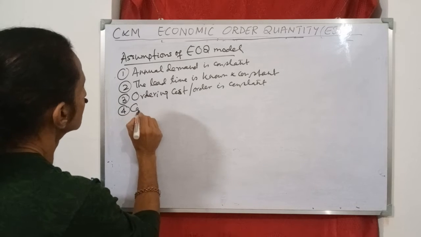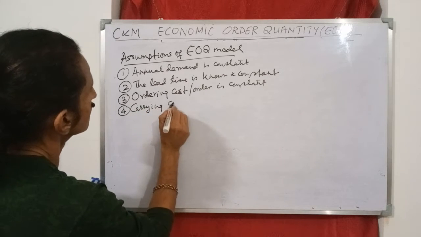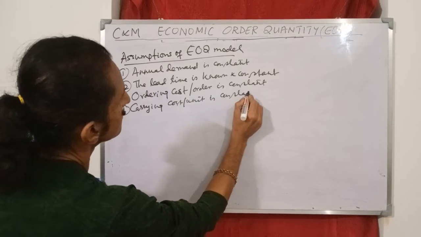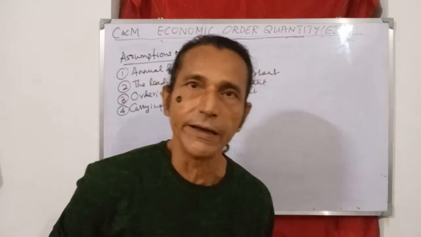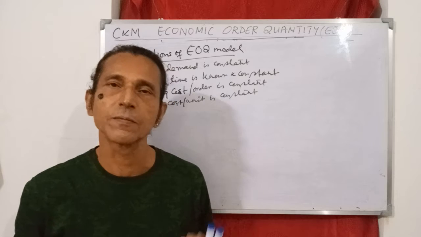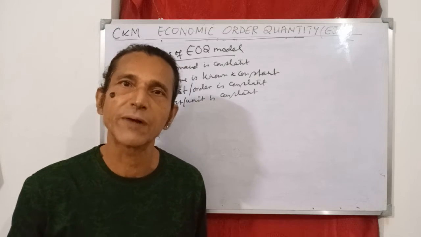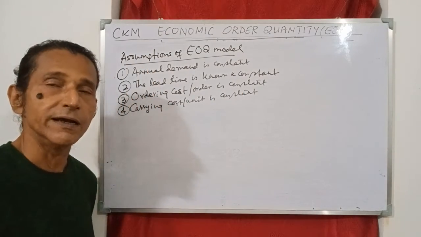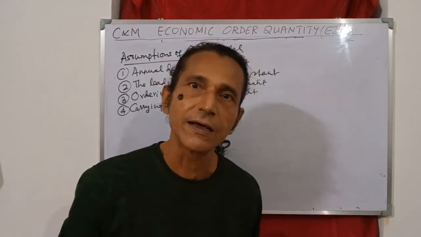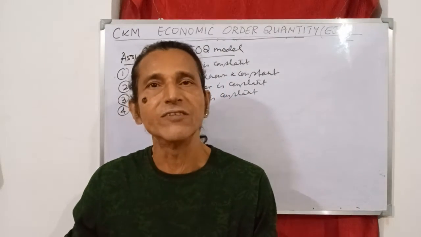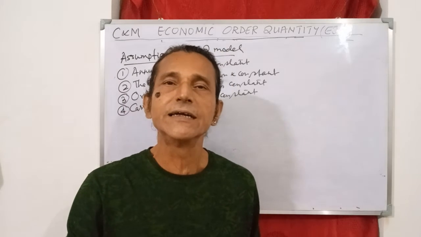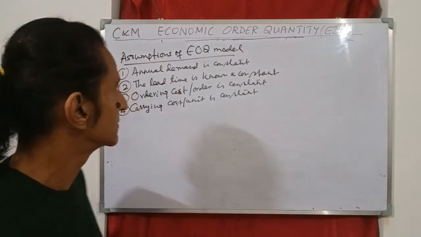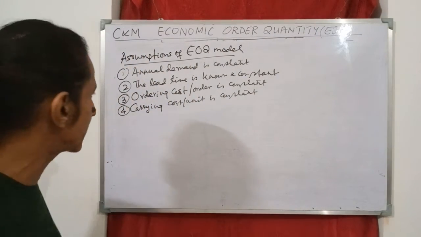Number 4, carrying cost per unit is constant. In most of the sums, the carrying cost is given as a percentage of material price, that is inventory price, purchase price, right? And in many sums, the carrying cost is given as return on investment. If 10% is the return on investment, then consider 10% as the carrying cost per unit, 10% of the material price, inventory price.